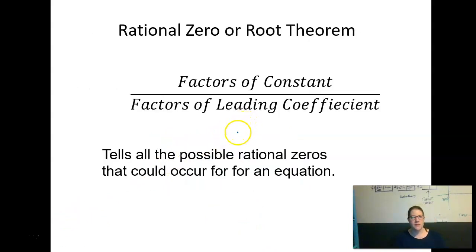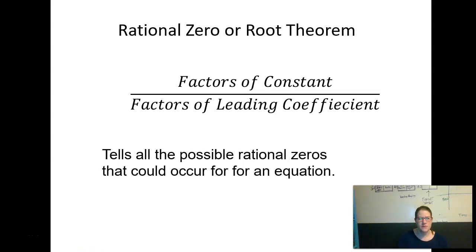All right, so now we're going to talk about something called the rational zero or the rational root theorem. So if we cannot factor a polynomial to find the solutions, then we can do this technique using the rational root theorem. And what we do is we take all the factors of the constant in the polynomial. Remember, the constant is the term with no variable. And we divide that by the possible factors of the leading coefficient. That gives us kind of an educated guess of what some of the zeros might be. Remember, the zeros are the solutions to the polynomial.